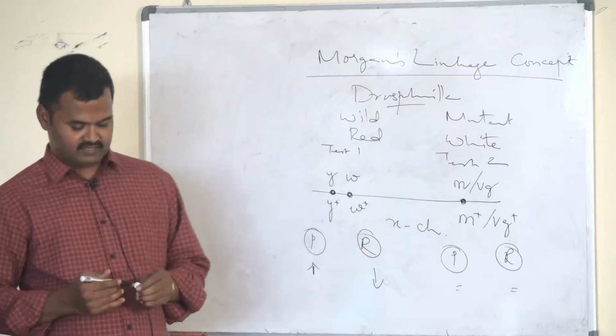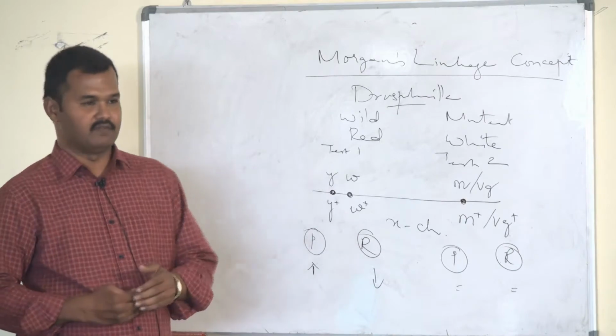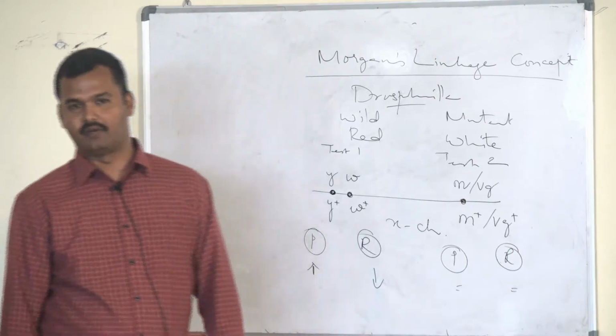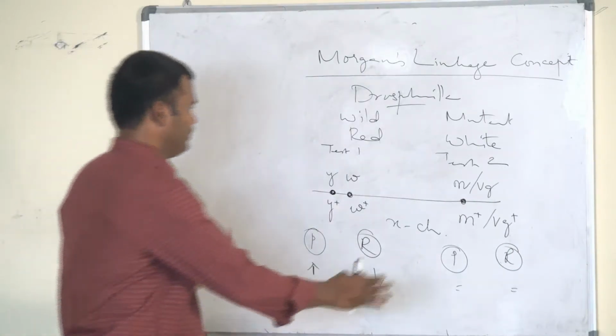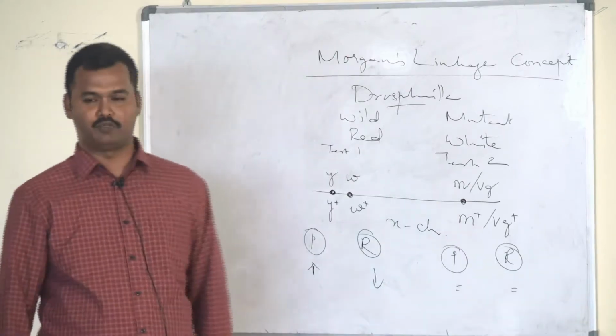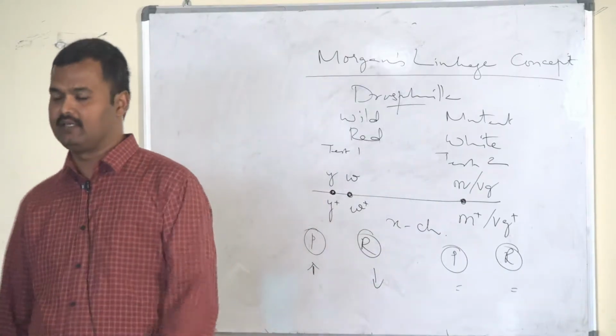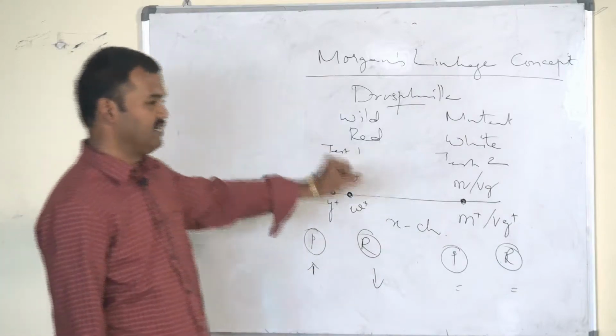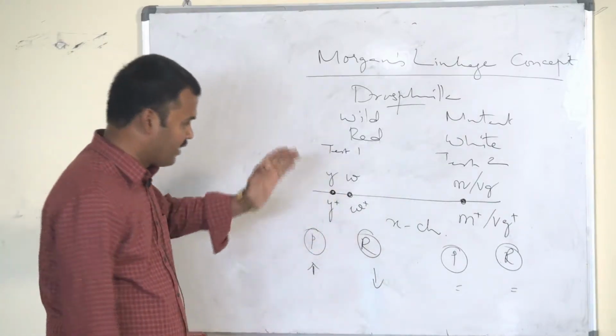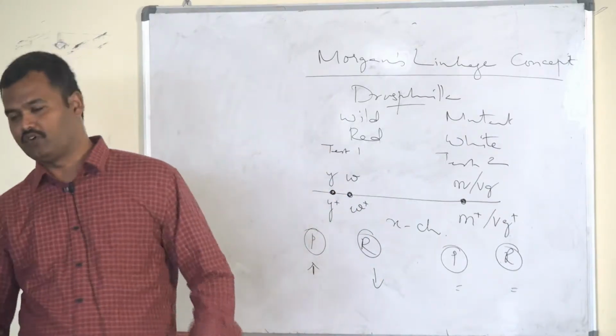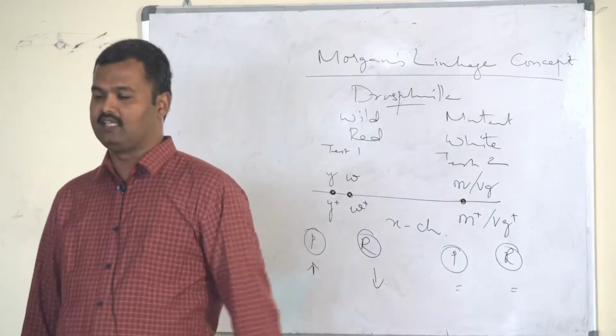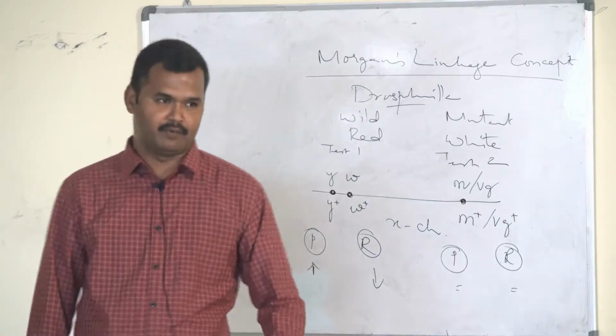So linked characters, and the ones which are very far away, should come under the non-linked kind. These are the experimental results which we came to know through Morgan's experimental linkage concept. One more important thing: according to Morgan, this process of coming together of alleles happens during meiosis.